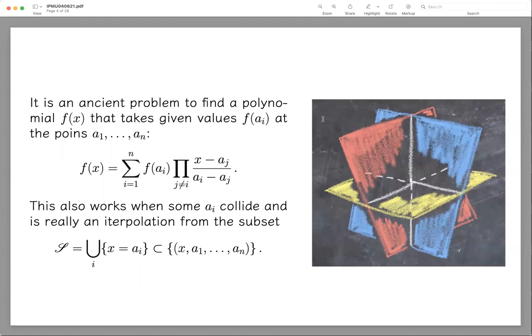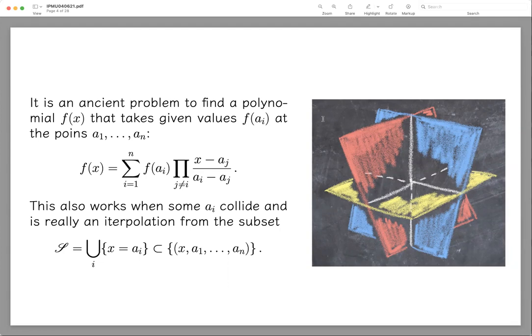Because you think about this: it apparently has denominators, so you have poles when points collide. But in fact, if you think about it, there's also the value of the function which has to be taken into account if the points collide. In other words, if your points collide, you get the derivative. You interpolate not only a function but also some number of its derivatives. So it's all good. It's a formula valid in general, whatever these points a_i are.